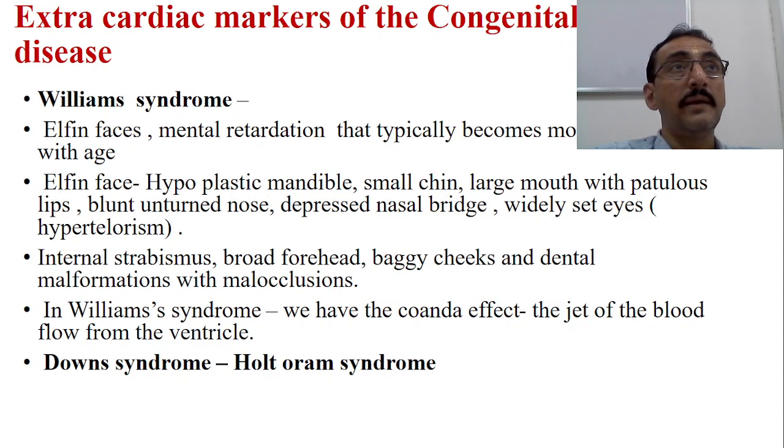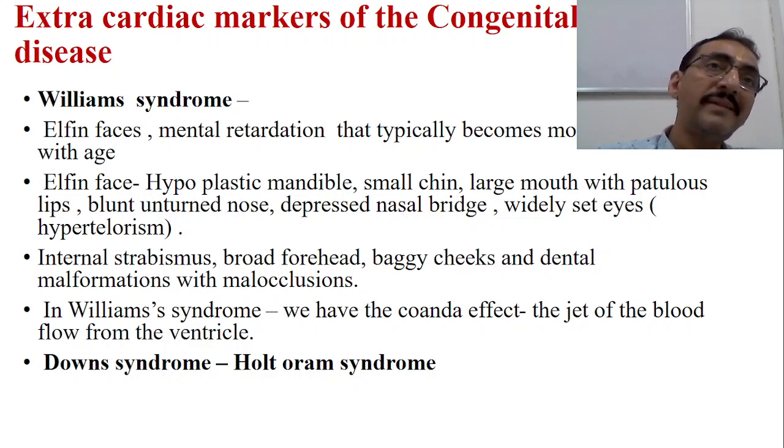Anyway, some of the common syndromes we know are Down syndrome, Turner syndrome, and trisomies, sometimes monosomies. Then another common syndrome is Williams syndrome, where we get the elfin face, and also Holt-Oram syndrome. So these are some of the syndromes where we will have cardiac problems. In all such conditions, along with the cardiac problems, we also get symptoms of other systems.